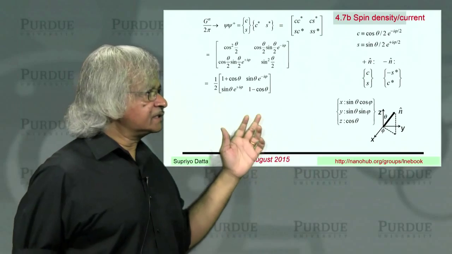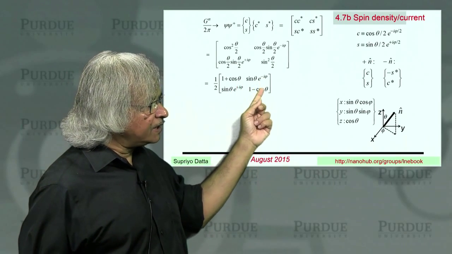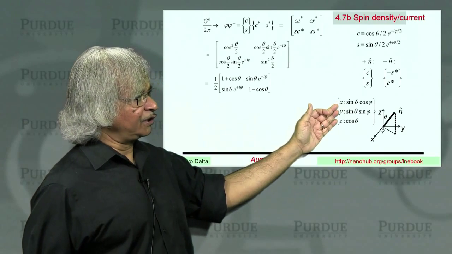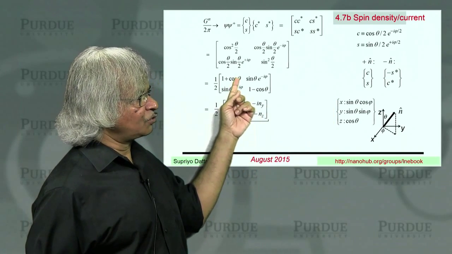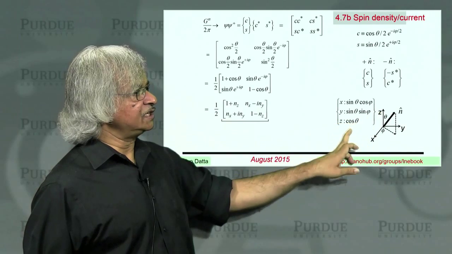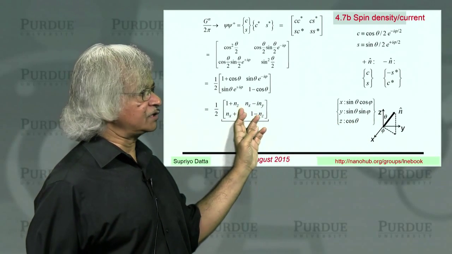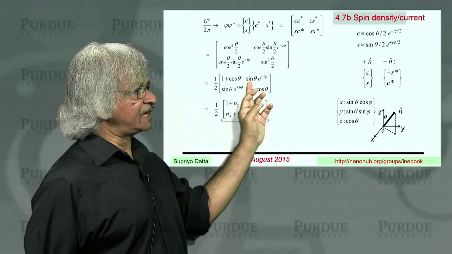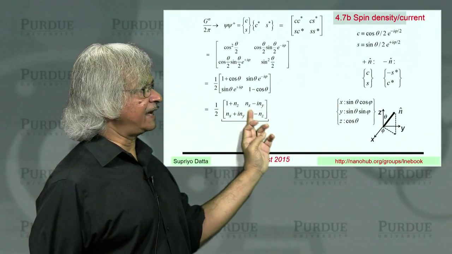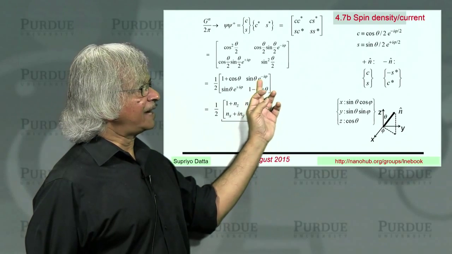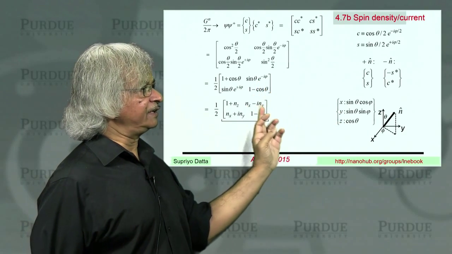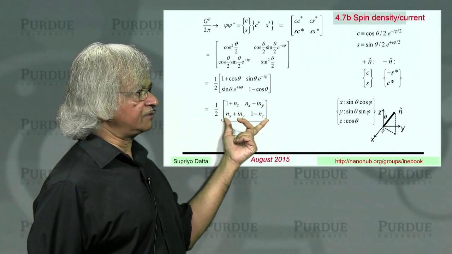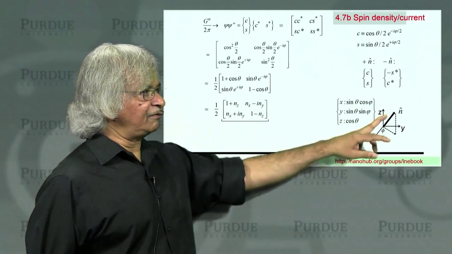Now you'll notice that the elements that appear here are actually like the components of the corresponding vector. So for example, this cosine theta is actually the z component of n. So you can write it as 1 plus nz. Similarly, the real part of this is sine theta cosine phi. That's like the x component of n. The imaginary part is sine theta sine phi. That's like the y component of n. So you can write these in terms of the components of that vector n.